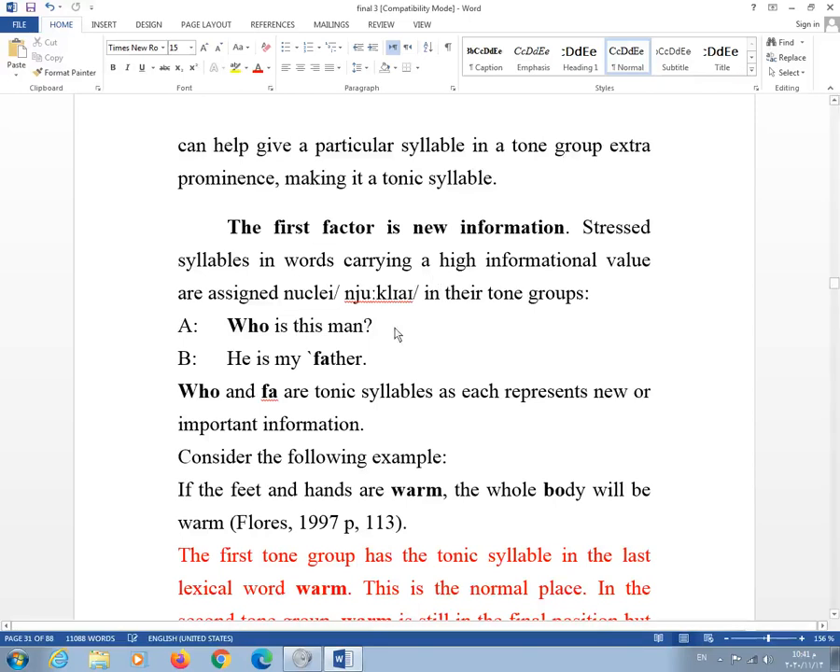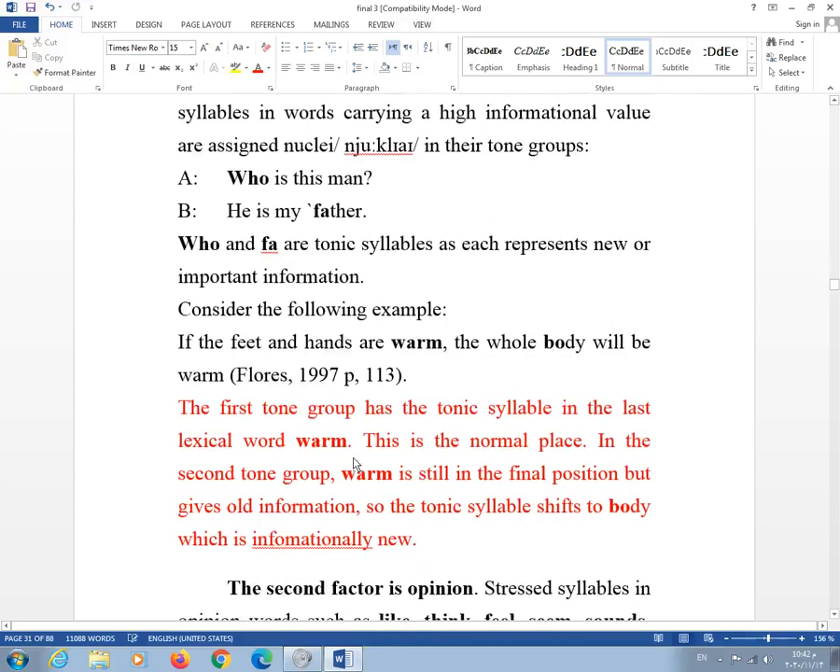So in this example, who is this man? Who is this man? He is my father. What is the key word here? Father. Why? Because it gives the new information. And what's the tonic syllable here? It's fa. And there is a tail. Understand? So this is one word. Let's look at another example.